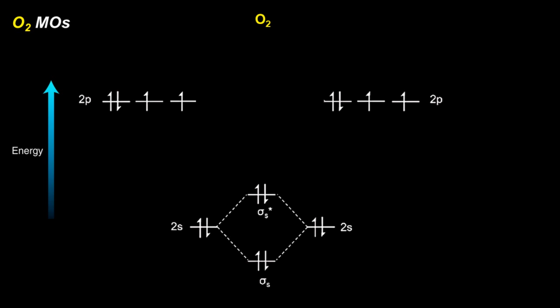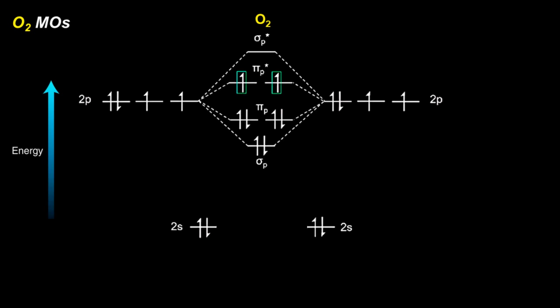First, the two s orbitals combine, and just like before, they form two molecular orbitals. One is a sigma 2s bonding orbital, and the other is a sigma star 2s antibonding orbital. The bonding orbital has lower energy, while the antibonding orbital sits higher up, just like we'd expect from constructive and destructive interference.